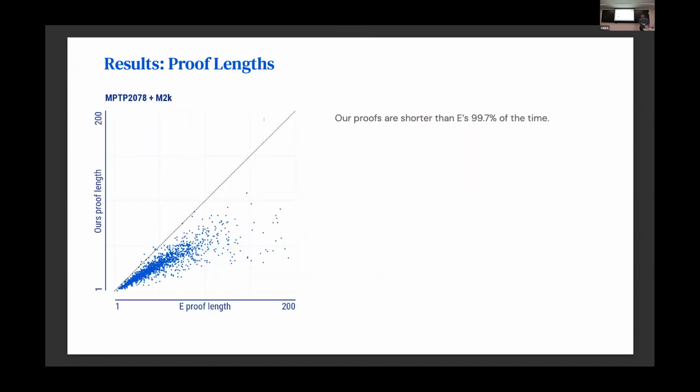We also analyzed the proof lengths of our proofs, basically the length of the tree, how long our proof is. For 99% of our theorems, our proofs were shorter than E's, which was pretty interesting. On this plot, the Y axis is our proof length, and the X axis is E's proof length on these 2 datasets. You see most of the points are below the y equals x line.